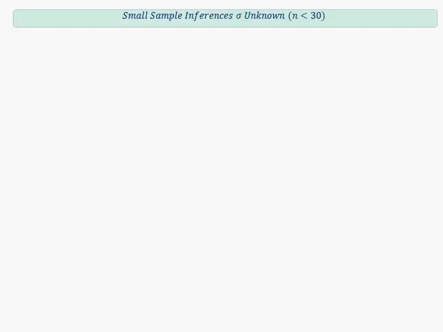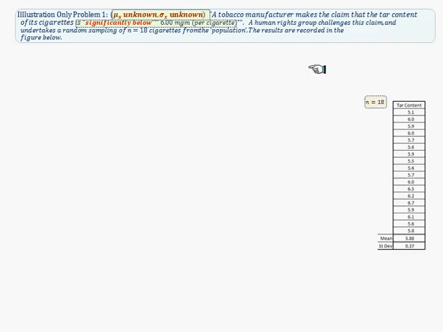And we're going to use an illustrative example here on the screen. We have a case where a tobacco manufacturer makes the claim that the tar content of its cigarettes is significantly below 6.00 milligrams per cc per cigarette. A human rights group challenges this and undertakes a random sampling of 18 cigarettes from the population. And for n equal to 18, these are the recorded tar content figures. The sample mean and standard deviation are given in the lower right here.